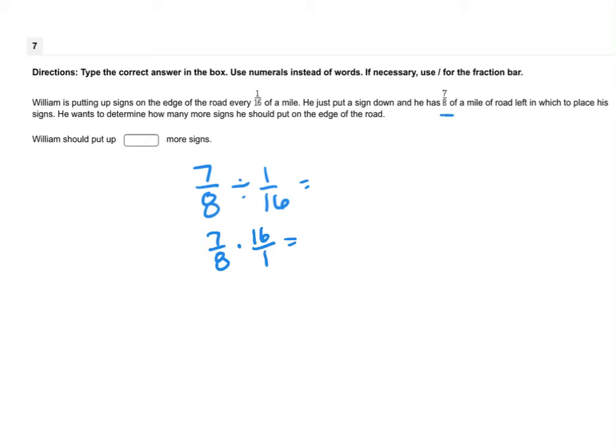So I notice that 8 and 16 can cancel, because 8 divides evenly into both. So 8 divided by 8 is 1, 16 divided by 8 is 2. Now when I multiply across, I get 14 over 1, or 14 signs.